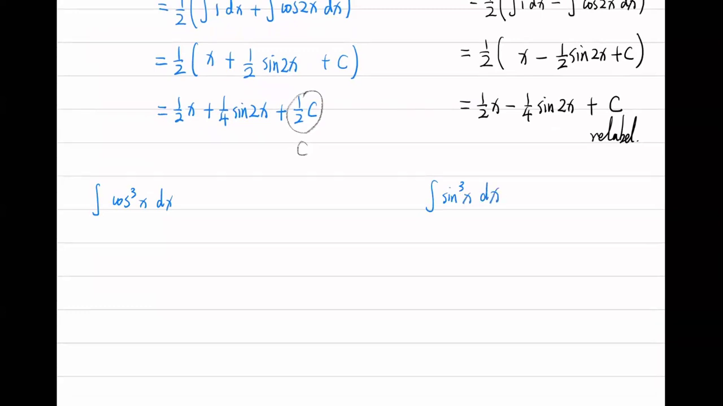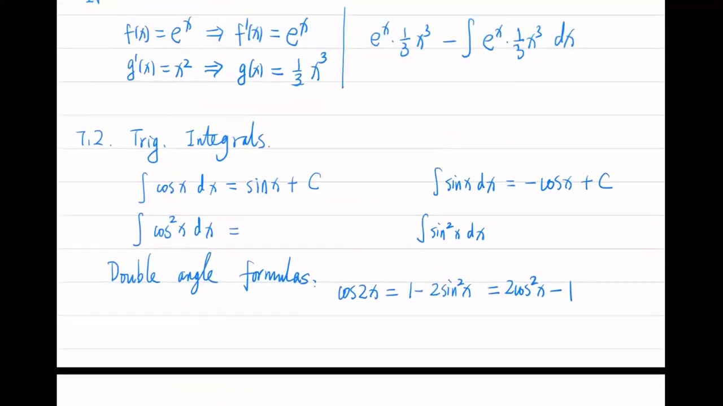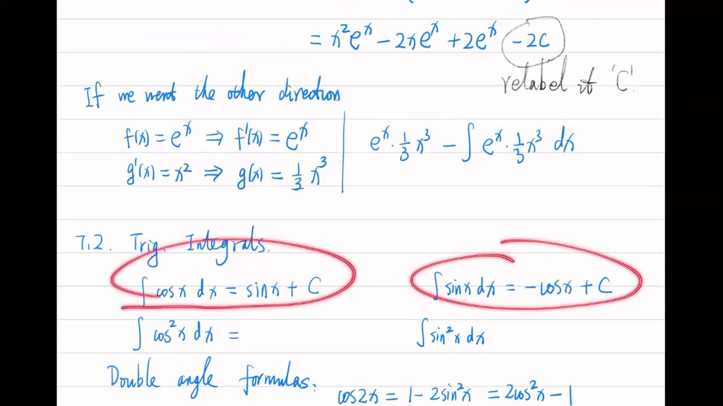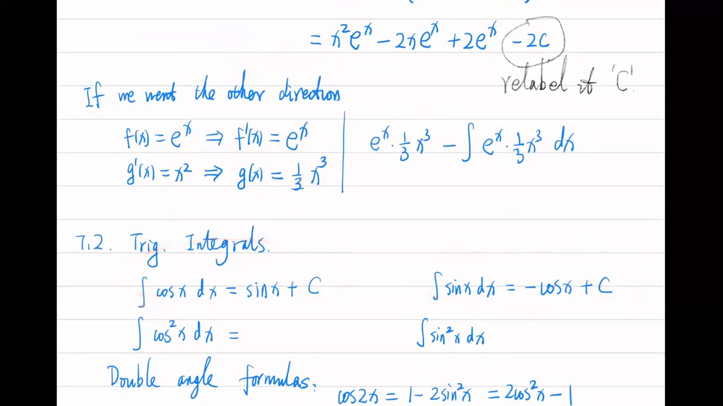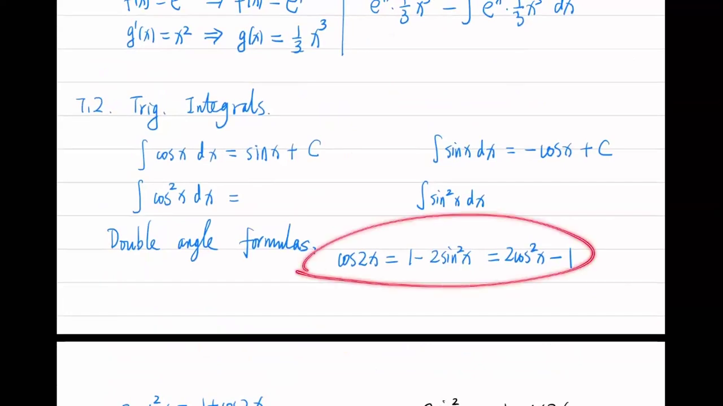Okay, let's try to think. What method could we use if we want to integrate the cube? Previously, for the linear, the first order, easy, you know the formula. For the square, we have to use this double angle formula. So completely different method. Now cube.